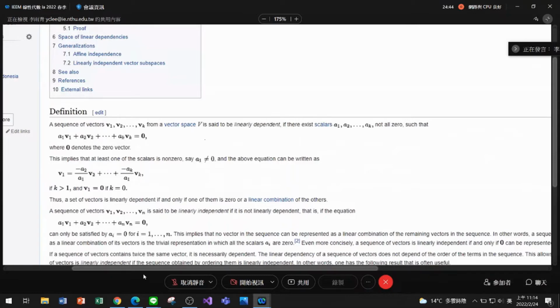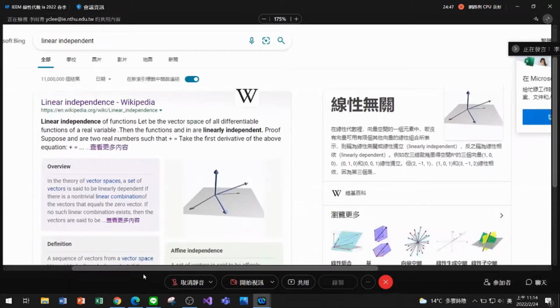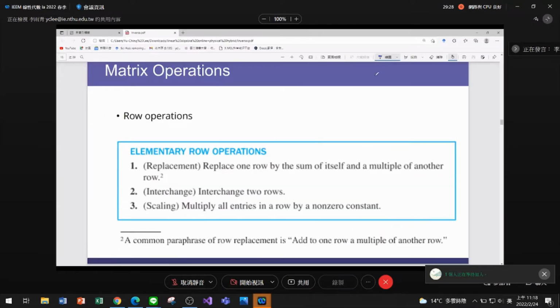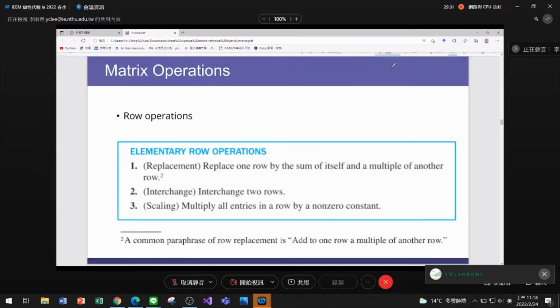All right, so let's go back to our lectures. Last time we mentioned row operations, and you need to have some impression about them. There are only three row operations: replacement, interchange, and scaling. Every other type of operation, like powers, multiplications, transpose, or inverse matrix, is not a part of row operations.